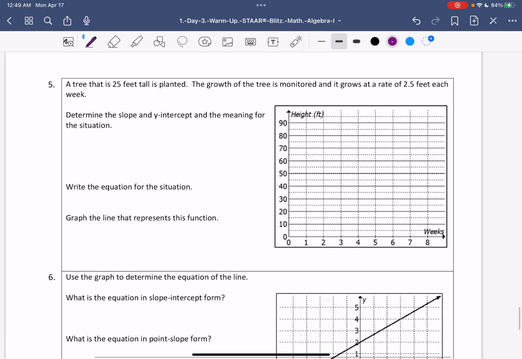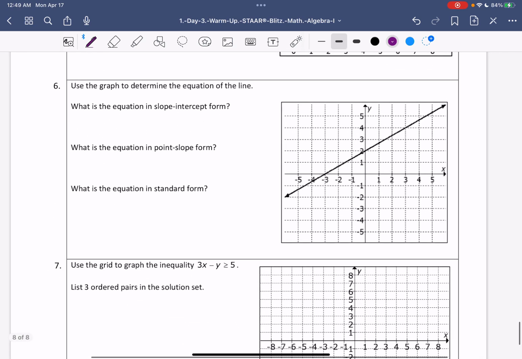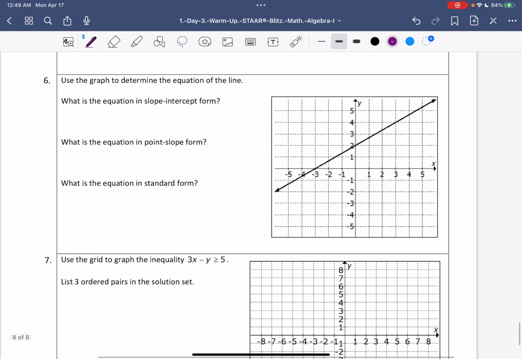Number 5, you have to actually write the equation yourself. Okay? So if I'm planting a 20-foot tall tree, that's the starting point, and then it says the rate is 2.5. Okay, so this means this is my M. If I'm starting off with a 25-foot tree, then this is my B. Okay. All right, number 6 is what I want to go over.